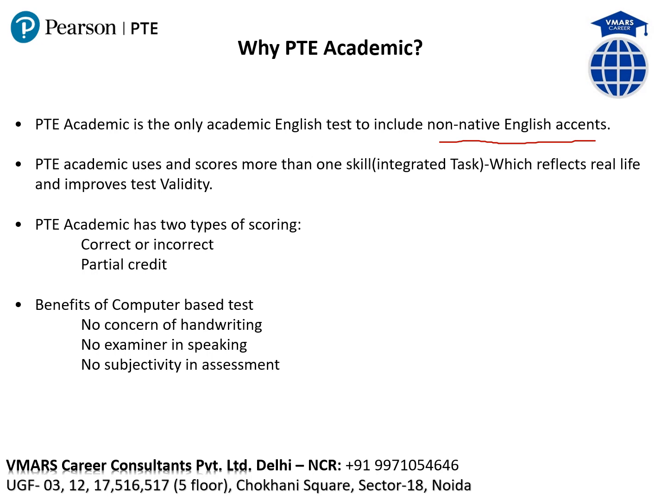PTE Academic uses and scores more than one skill, which is called an integrated task, which reflects real life and improves test validity. PTE Academic has two types of scoring. There is correct or incorrect, in which you get +1, -1, and there is partial credit. So whatever you have done correct, you get the scores for that.